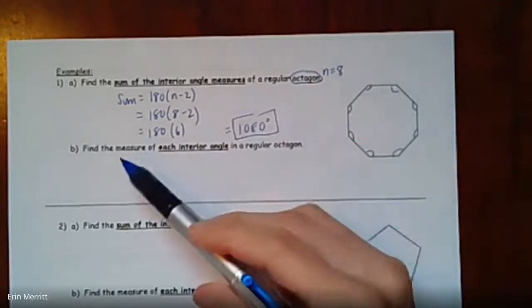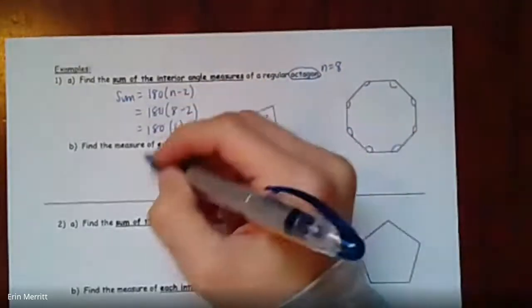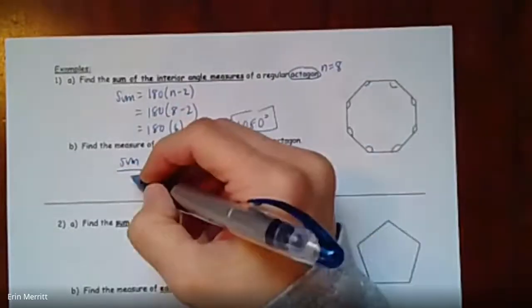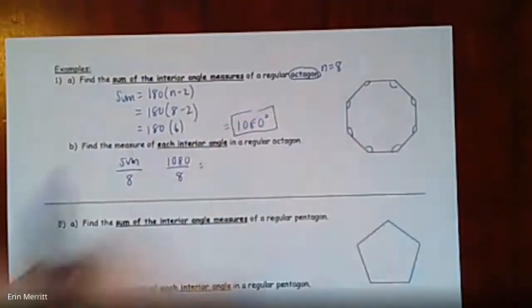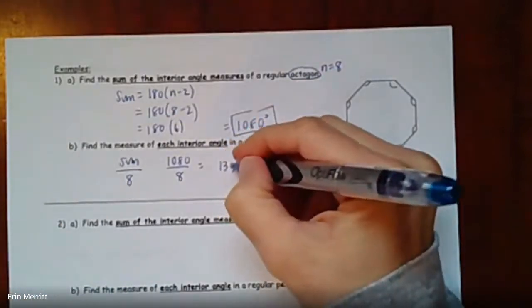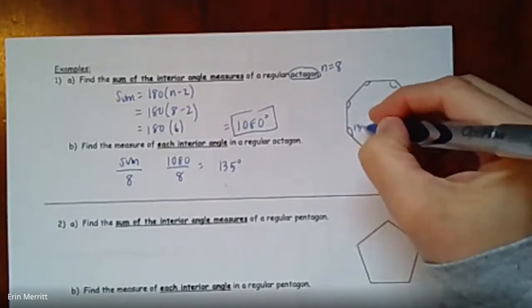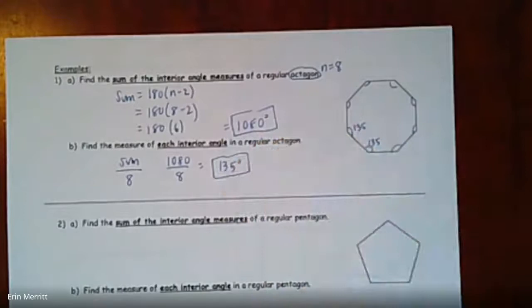All right. When it says find the measure of each interior angle, if it's a regular octagon, now you can take the sum and divide it by the number of angles, which should be 8. So if we do 1,080 divided by 8, again, grab your calculator. That's going to come out to be 135 degrees apiece. So each one of these, if this is a regular octagon, should be 135 degrees.